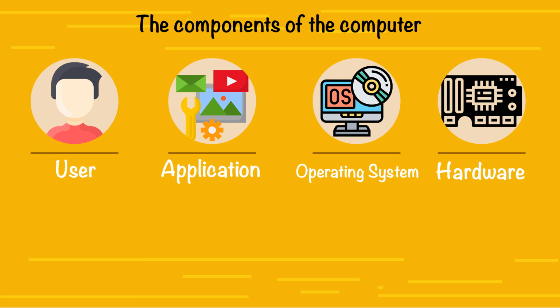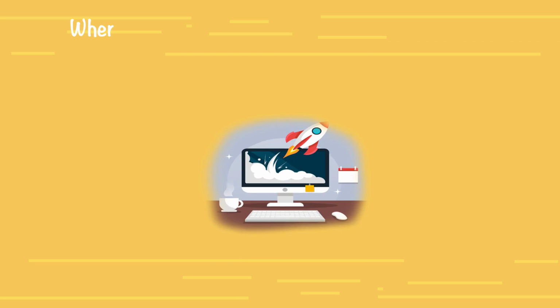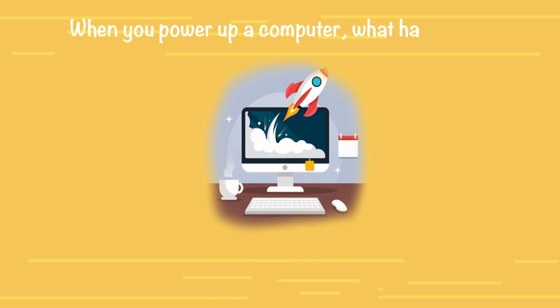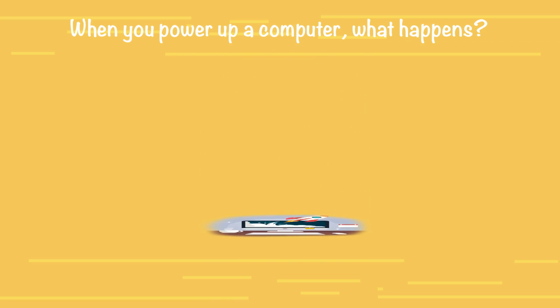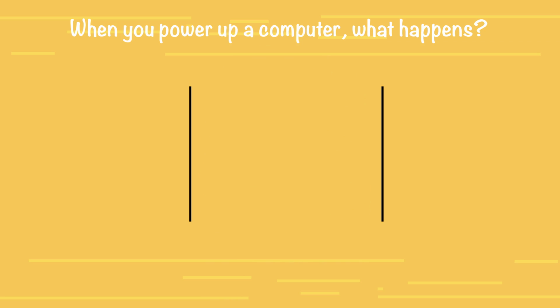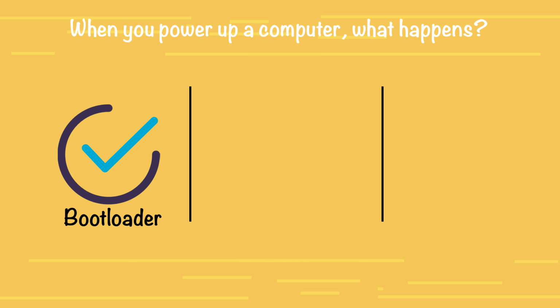Let's take a flashback. When you power up a computer, what happens? The first thing that happens is an initial program called the bootloader runs. It's stored within the computer hardware in BIOS and starts all the components of the system. Its last use is to load the operating system kernel into the main memory, which is called RAM.